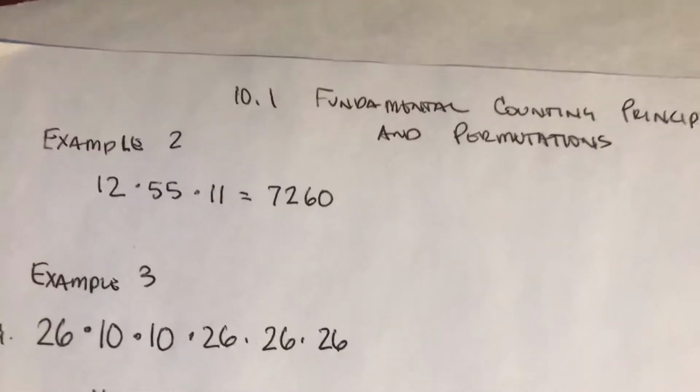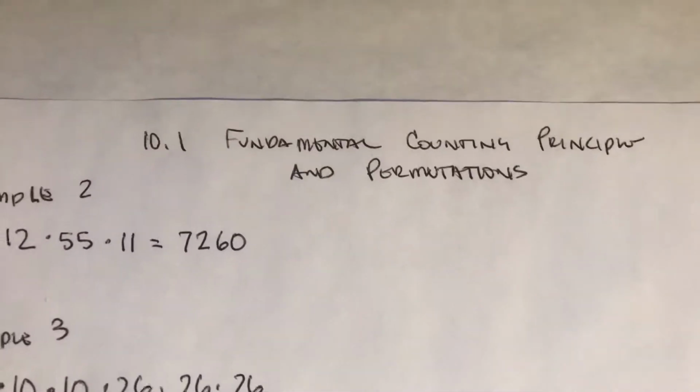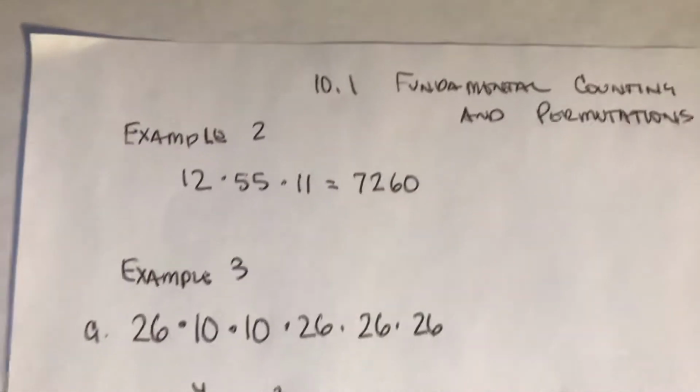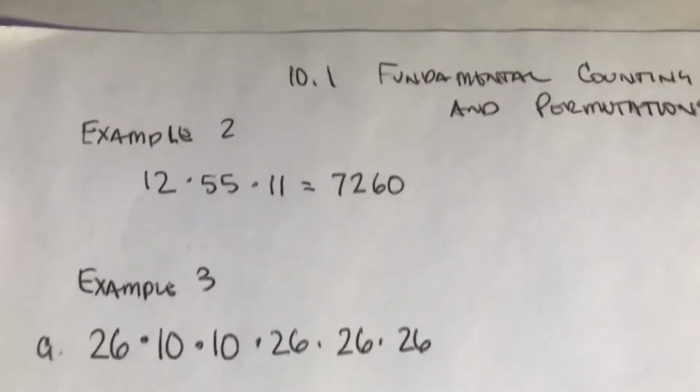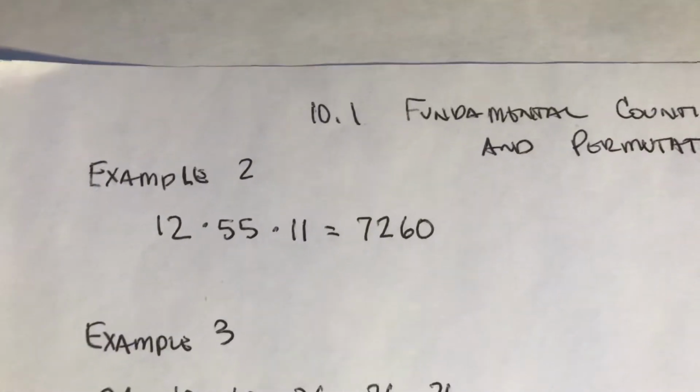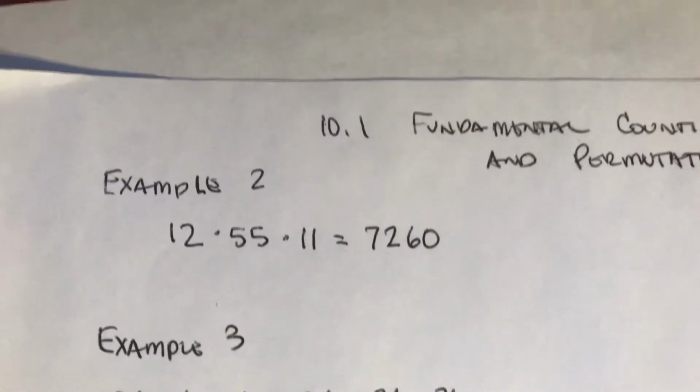All right, Algebra 2, Section 10.1, Permutations and Fundamental Counting Principle. Now, if you look at Example 2 in your textbook on page 683, I'll talk to you about how I got these numbers and how we go about solving this particular type of problem.